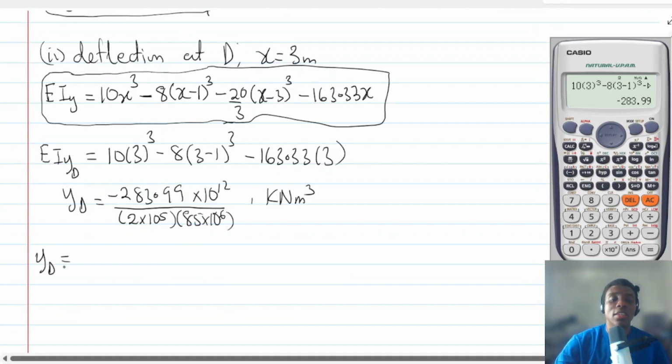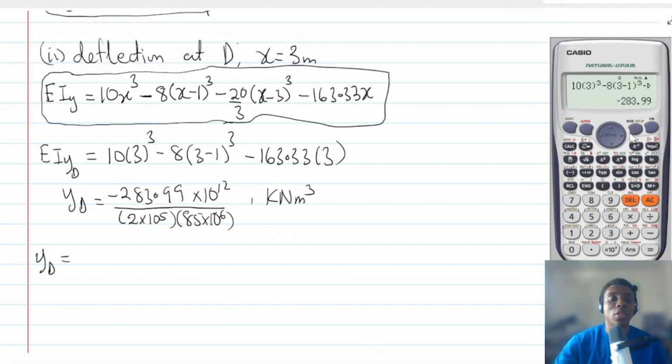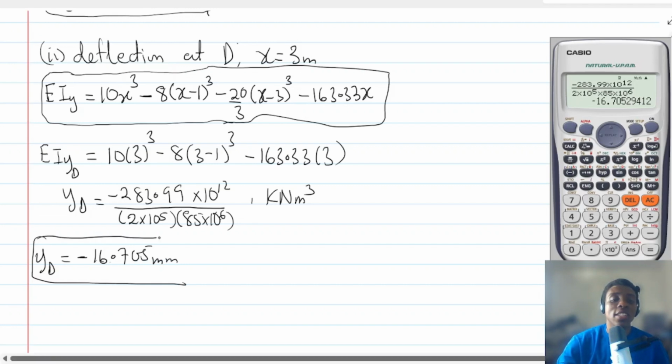Therefore, our YD is going to be what? So the deflection at D, so it's going to be minus 283.99 multiplied by 10 to the power 12 divided by 2 times 10 to the power 5 multiplied by what? 85 times 10 to the power 6. And the deflection we are getting is minus 16.705 millimeters. So we've been able to solve for YD.